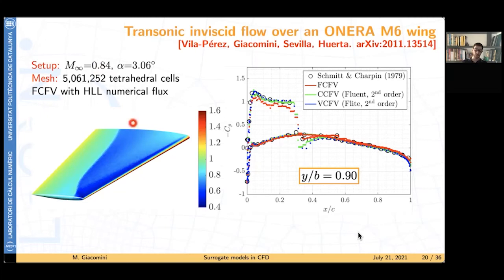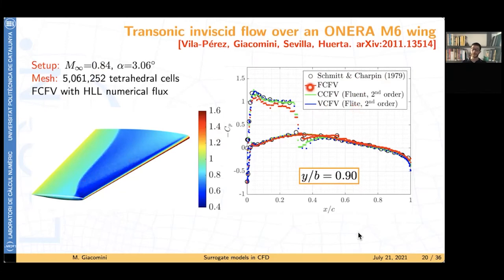And here I'm reporting the distribution of the pressure on the wing. This is the well-known lambda shape shock that develops. And here I'm reporting the pressure coefficient at this section of the wing. I'm comparing with the dots, which represent the experimental solution.